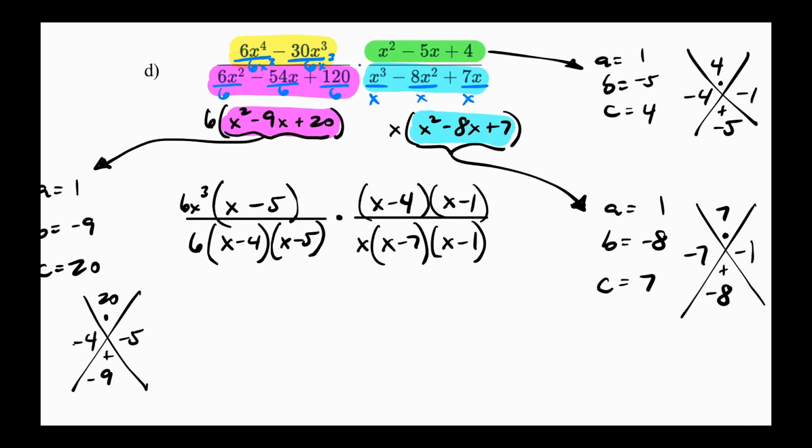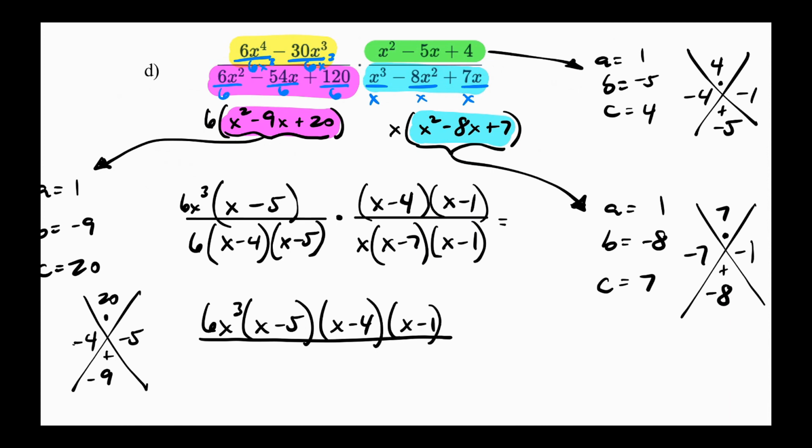That's the hardest part of this, is factoring everything. If you do that correctly, the rest of the steps are very easy because you're just looking for things that are the same. So multiply by writing everything down on the same fraction. So I have 6x to the third, x minus 5, x minus 4, x minus 1 on top. On bottom, I have a 6, x minus 4, x minus 5, another x, x minus 7, x minus 1.